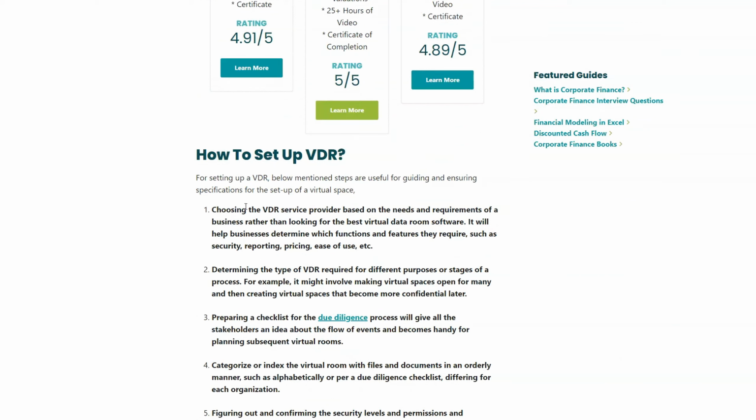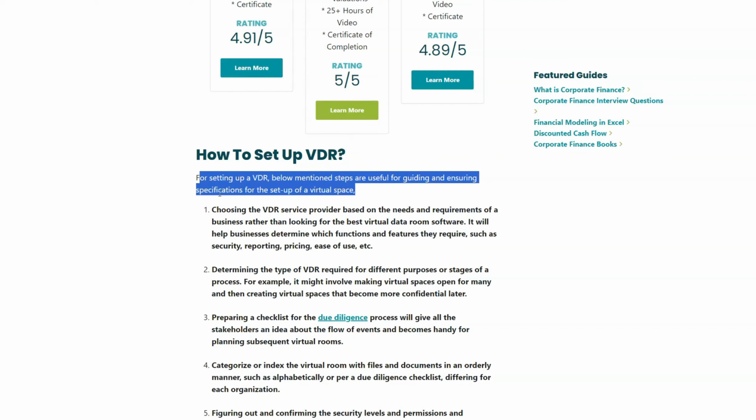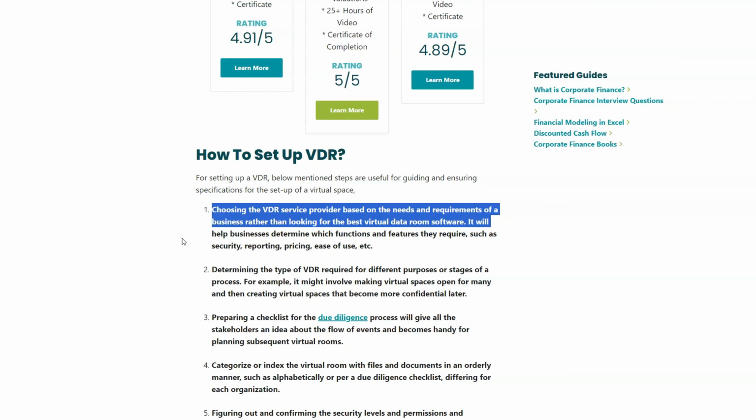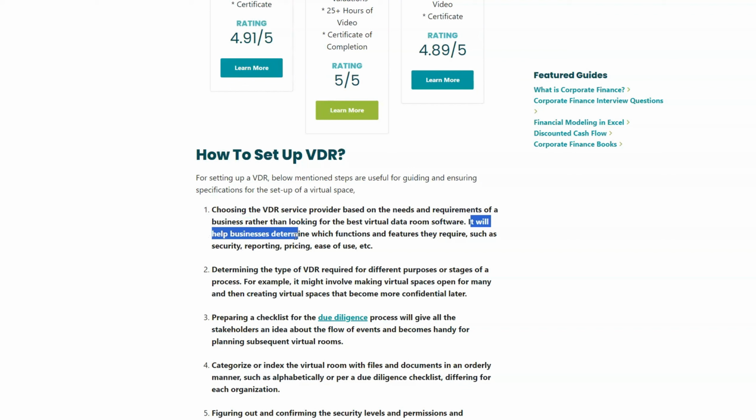How to set up a VDR. For setting up VDRs, the mentioned steps are useful as a guideline and for ensuring specification for the setup of a virtual space. Number one, choosing the VDR service provider based on the needs and requirements of a business rather than looking for the best virtual data room software. It will help businesses determine which functions and features they require, such as security, reporting, pricing, ease of use, etc.